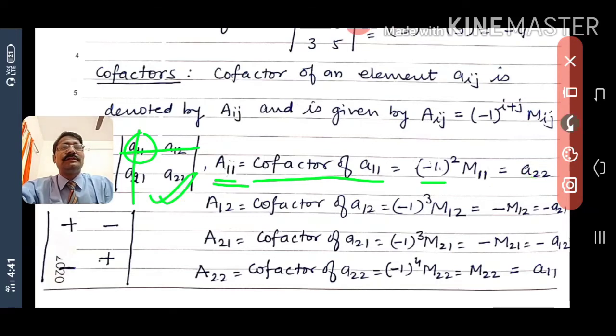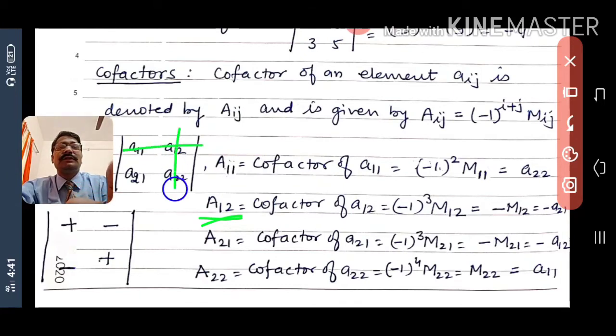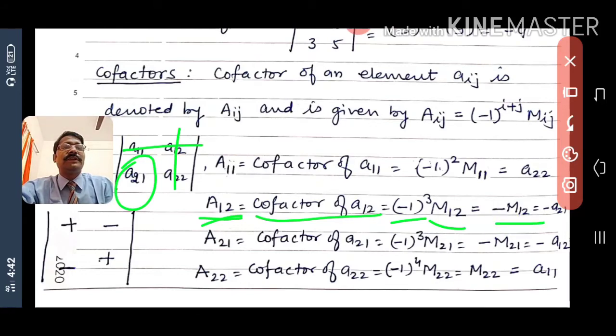Same as it is, the next is you have to find A12. 12 is where? 12 means first row and second column element, means you have to find the cofactor of 12, and 12 means 1 and 2 sum is 3, so -1 power 3, and M12 is here, that is 21, and M12 you write minus A21.